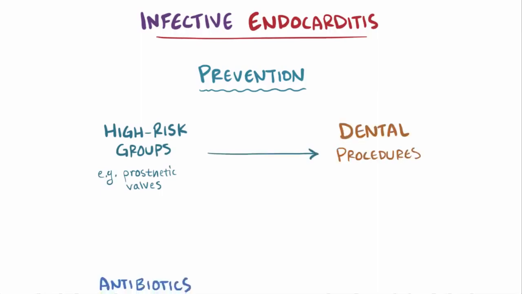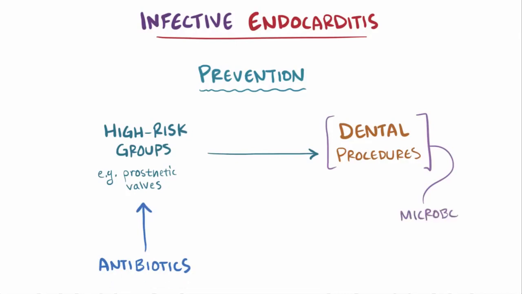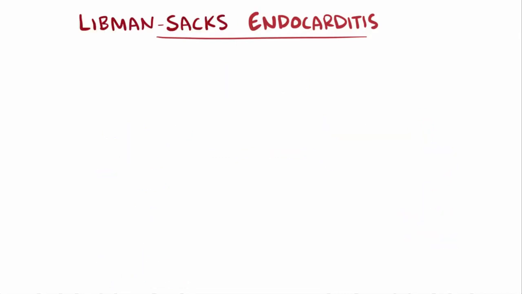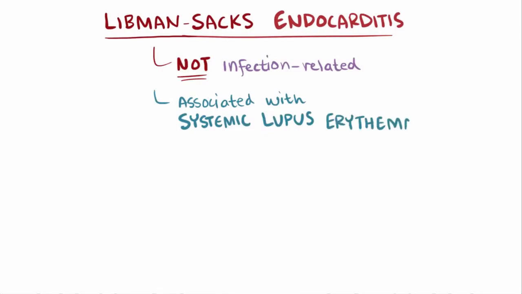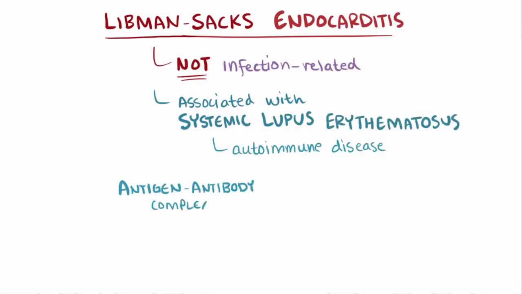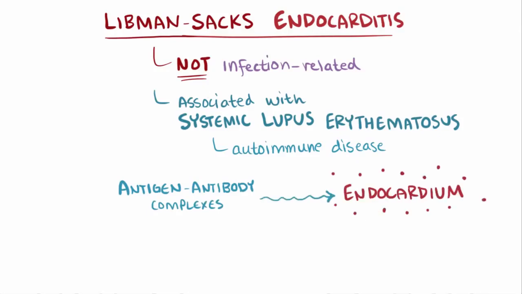Before dental procedures, sometimes these people are recommended antibiotics, since remember that some of those microbes that cause endocarditis live in the mouth. Finally, there's Libman-Sacks endocarditis, which is not infection-related. This one's usually associated with systemic lupus erythematosus, which is an autoimmune disease involving antigen-antibody complexes. And in this case, they settle in the endocardium and cause inflammation.